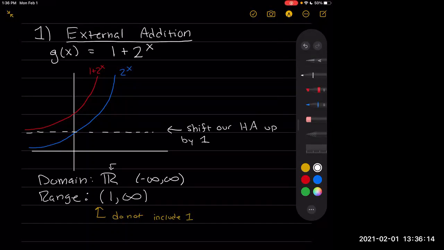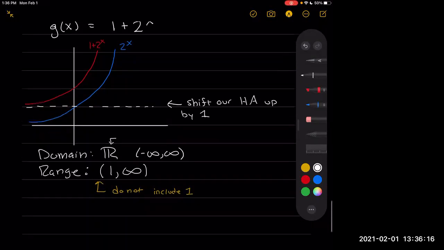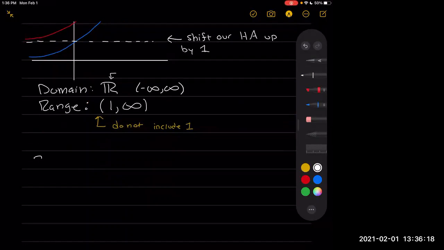All right, so now we're going to move on to our second transformation, which is scaling by a constant.